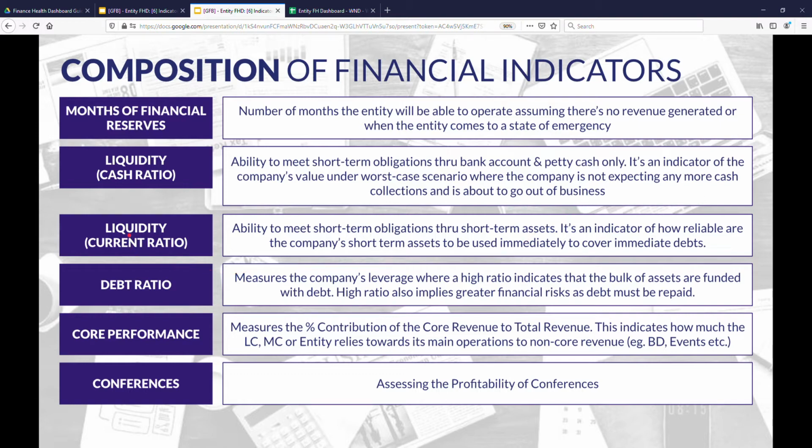Then for liquidity current ratio, similar case but on short-term assets. This is an indicator of how reliable your short-term assets are to be used immediately to cover immediate debts.